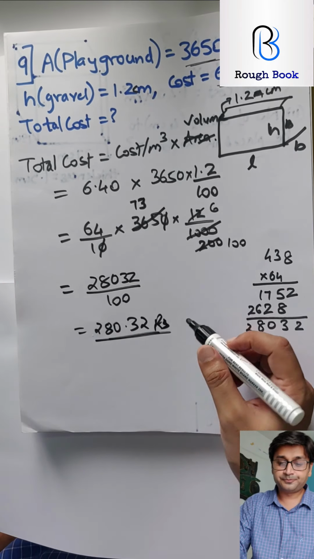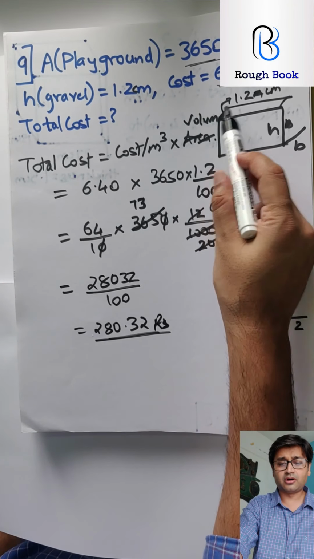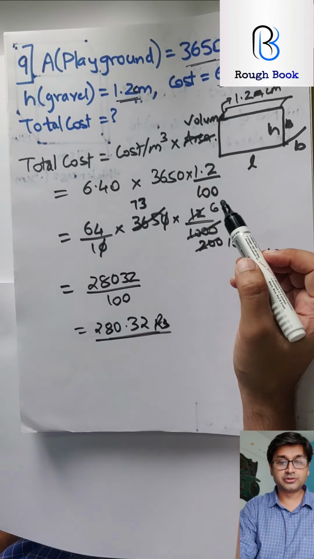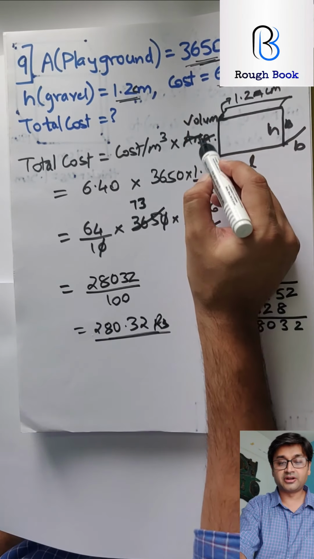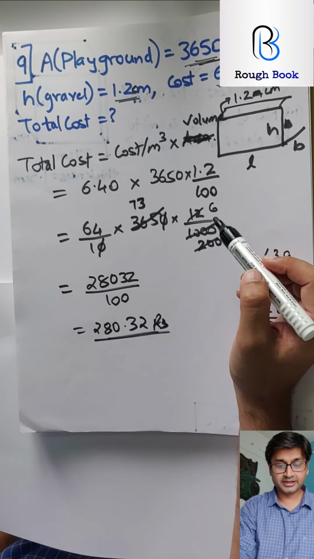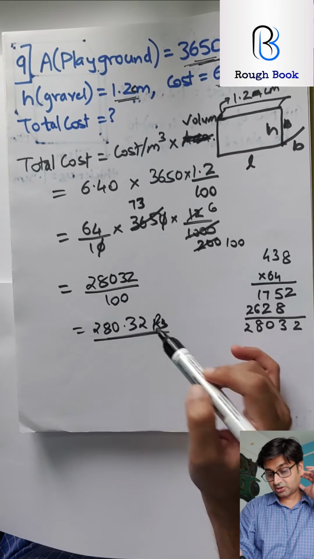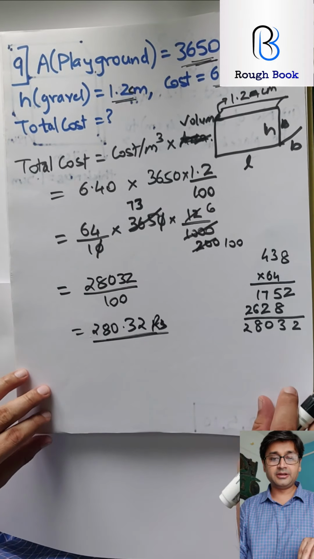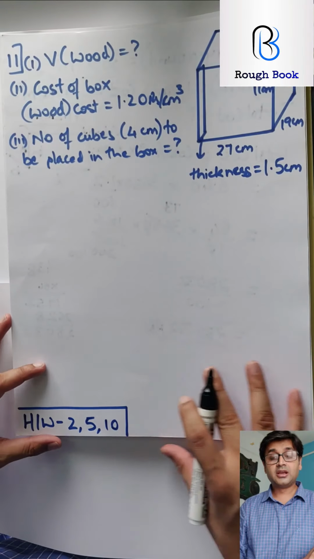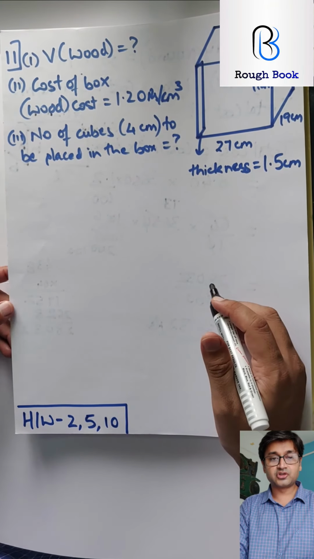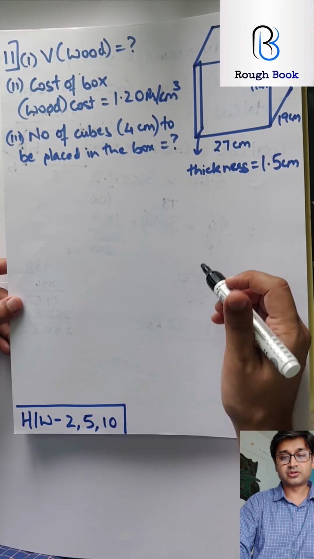So quick recap. They said what is the cost of graveling the ground up to the height of 1.2 centimeter if the area is this. So we are trying to find the total volume, that is area multiplied by height multiplied by the cost to get the total cost. Got it? Little bit of calculations are there, I agree, but not difficult as such. 11th, beautiful question, and this is the last question after which we can stop. So come on, let's make the most of it.